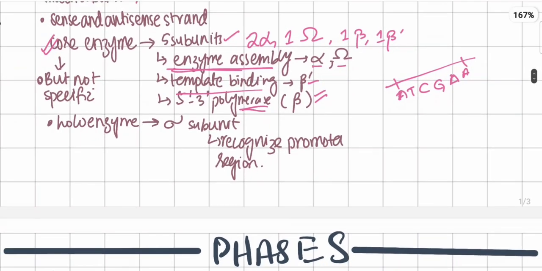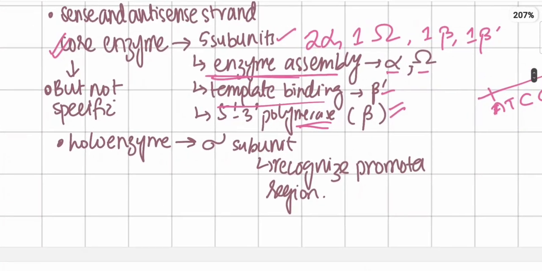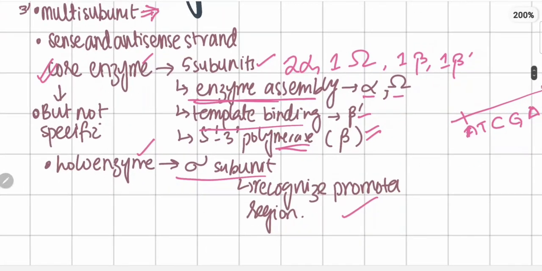But still something is missing. This core enzyme cannot do anything on its own. It's not specific. It cannot recognize where to start. It is essentially blind. So it needs a walking stick. That walking stick is actually the holoenzyme. That is the sigma subunit. It recognizes the promoter region. Okay, that is so cool.